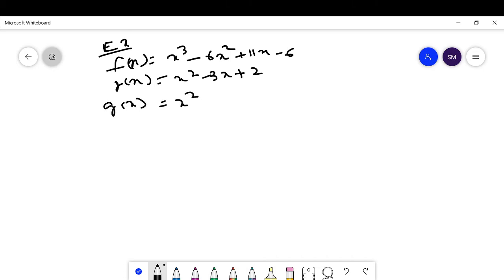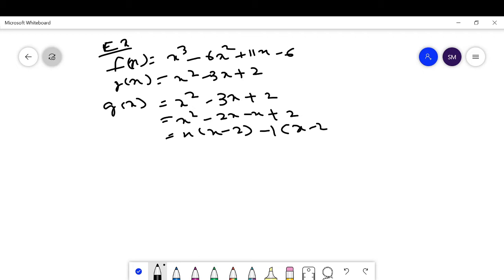g(x) is equal to x square minus 3x plus 2. Use the middle term factorization. Split the middle part into two parts. Then take x common, this is x minus 2. Here take minus 1 common, this is x minus 2. Then g(x) is x minus 2 into x minus 1.